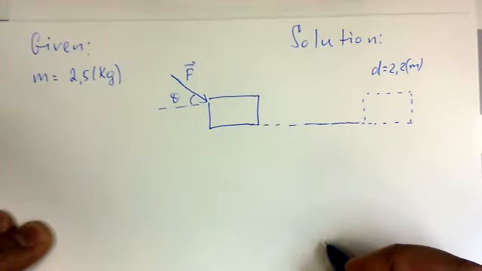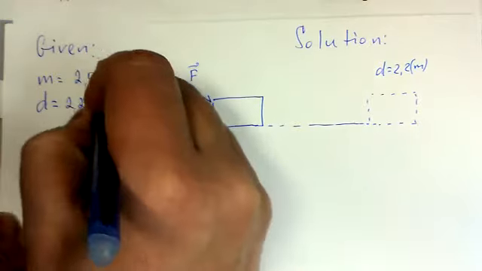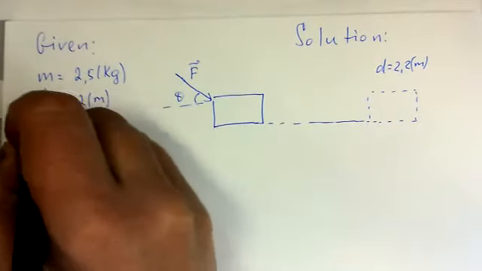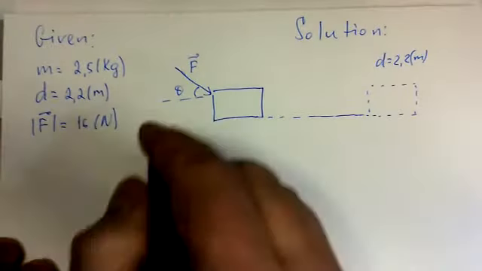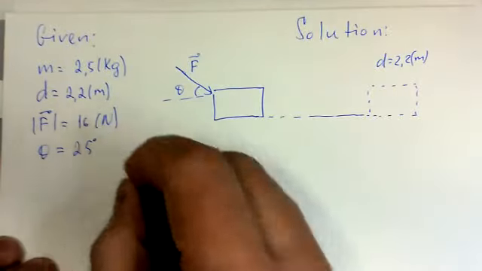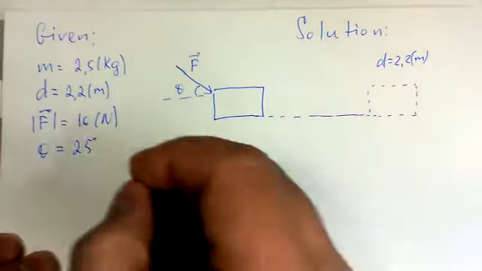And what is given in the problem? So d, distance, is 2.2 meters. The absolute value of the force is 16 newtons. This theta angle is 25 degrees above the horizon. And also this surface is frictionless.